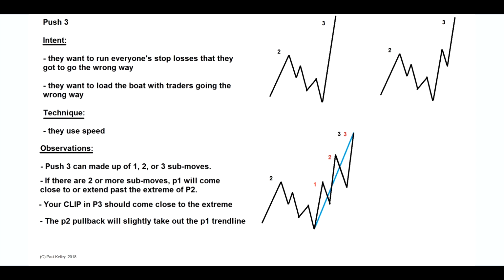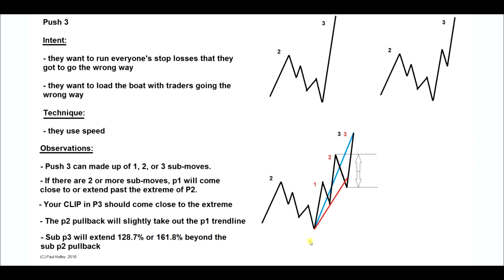And the pullback of push 2, the sub push 2, should take out the P1 trend line. What I mean by that is, remember we've got a trend line from the extreme of the push 2 pullback to the pullback of push 1. That trend line coming up, your push 2 should just nip it. It does not come way down here. It should just nip it and then take off. Your sub push 3, this part right in here, will extend 128.7 or 161.8% beyond the sub push 2 pullback.